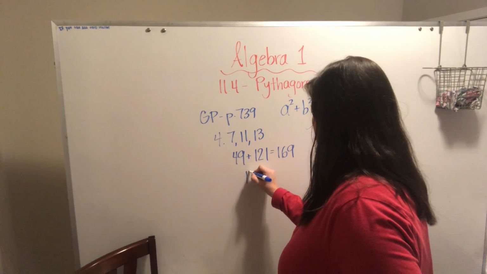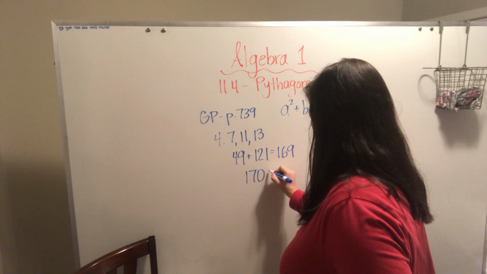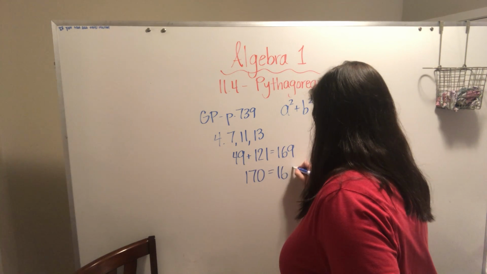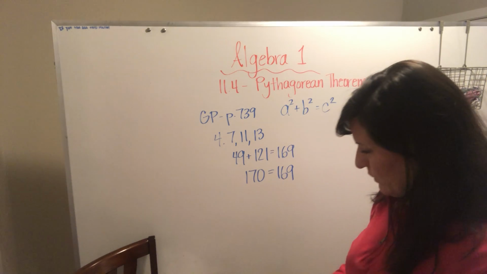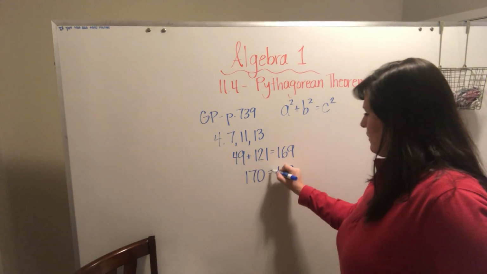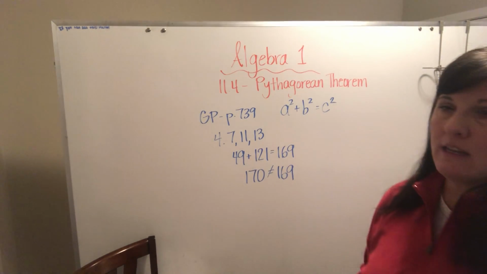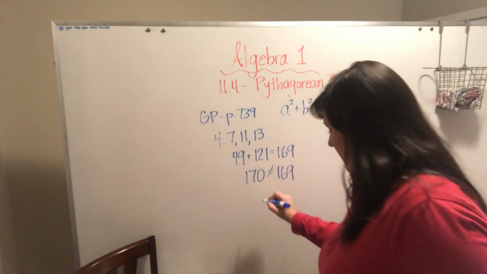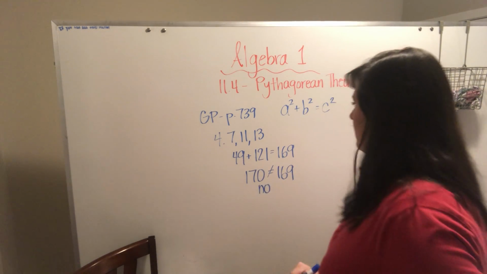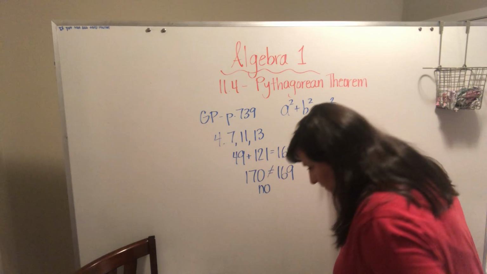Adding these up, 170. And I want you to make sure you learn these symbols here. Is that true? That is not equal. Put that slash through the equal sign. That is not equal, so no, that's not a right triangle.